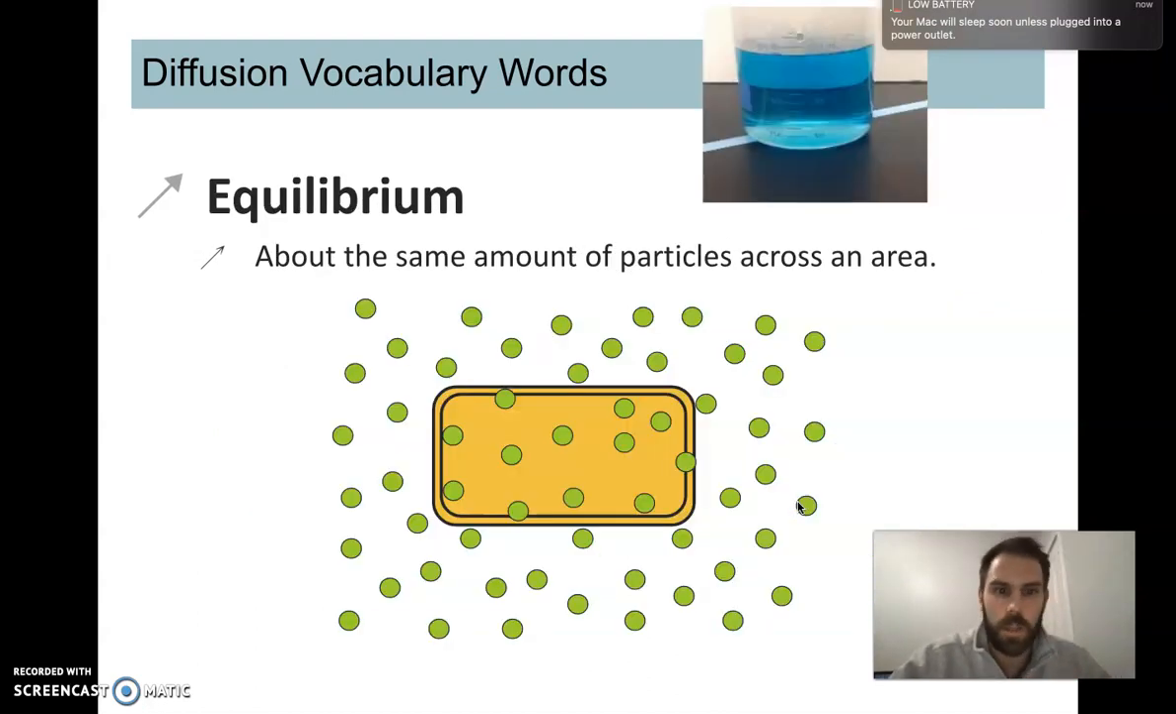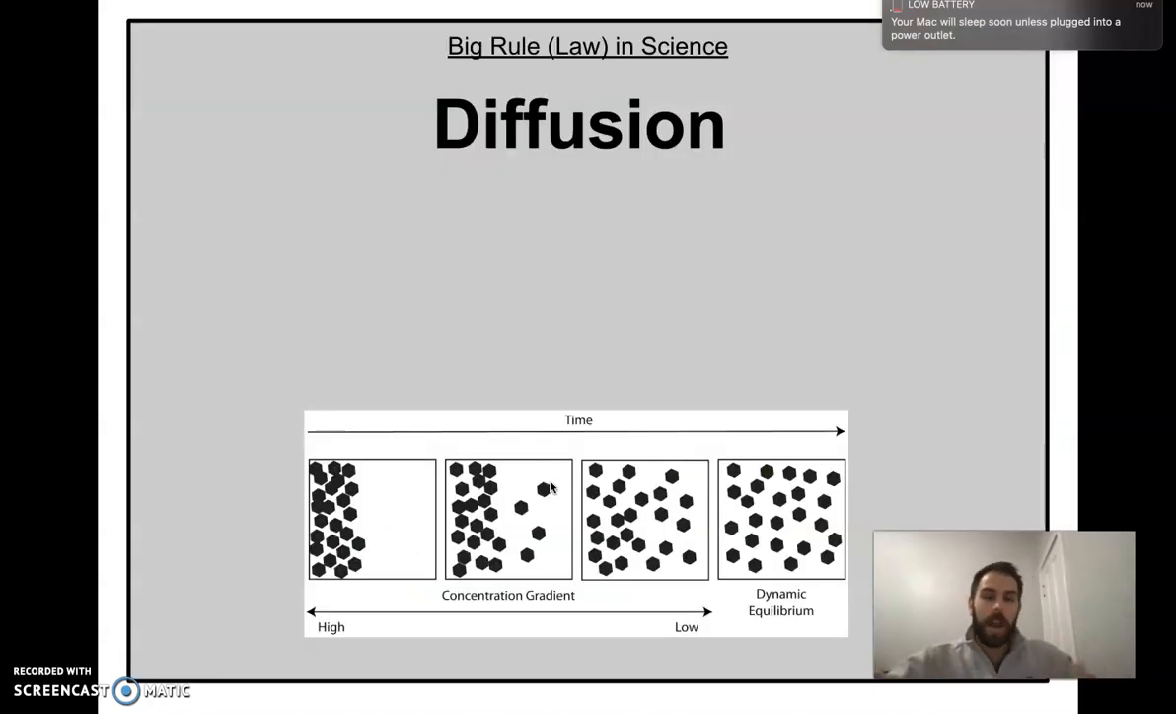All right, equilibrium is like our picture right here, what happens at the end. It's when you have the same amount of particles across the area. With diffusion, this will eventually happen. So if I look at my cell example again, I have an equal amount of particles inside and outside. That's equilibrium. So diffusion, defining it in a scientific way, is really just using the terms that we just talked about. Visually, again, here's diffusion: we have a high concentration of molecules, and they spread out.